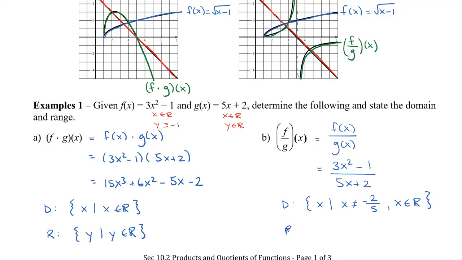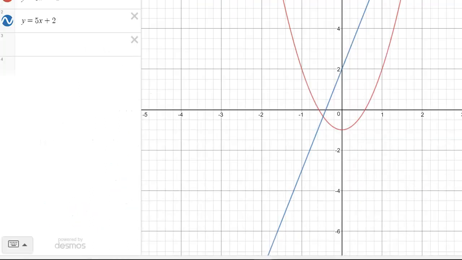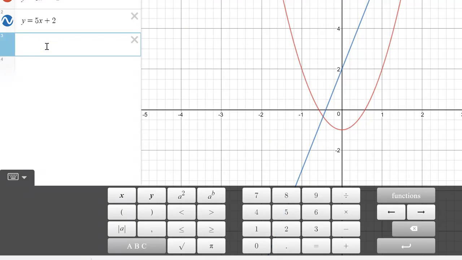Now the ranges are really tricky to find, and you have to kind of use your reasoning, but I think the most helpful thing is actually to use a graph. So let's consider the graph, which I have here, graphed in Desmos. So we can see that the red graph is our parabola, and our blue graph is a line, 5x plus 2. So now what I'm going to do is combine them to have our quotient.